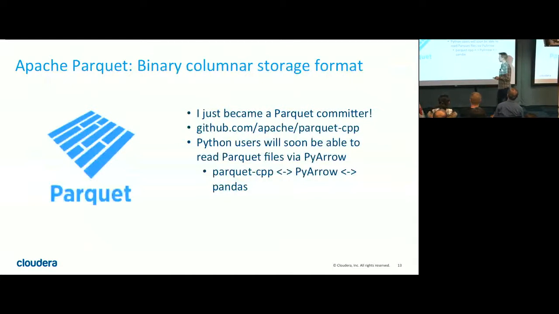Another project where, for Python users, Arrow will have some impact is the Parquet columnar storage format. So Parquet's design is a very efficient, heavily encoded, heavily compressed file format for storing analytical data in HDFS. You can put it on your laptop, you can store it in many different places, but that was what it was designed for.